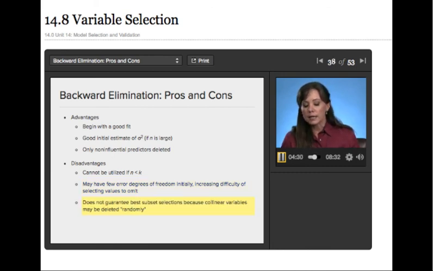Again, we're not guaranteed best subset selection in this case, because collinear variables may be deleted by a random process. Again, there's no check for collinearity, and there are no model checks, no residual checks, no check of any kind done at any stage. It's just a procedure to remove variables from the model according to whether or not we have a large change in statistical significance as a variable is removed.